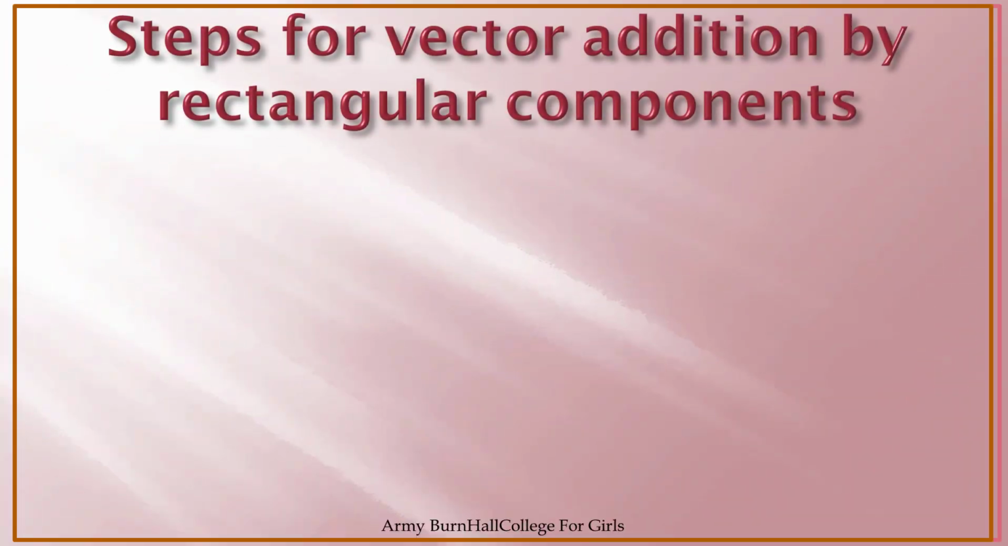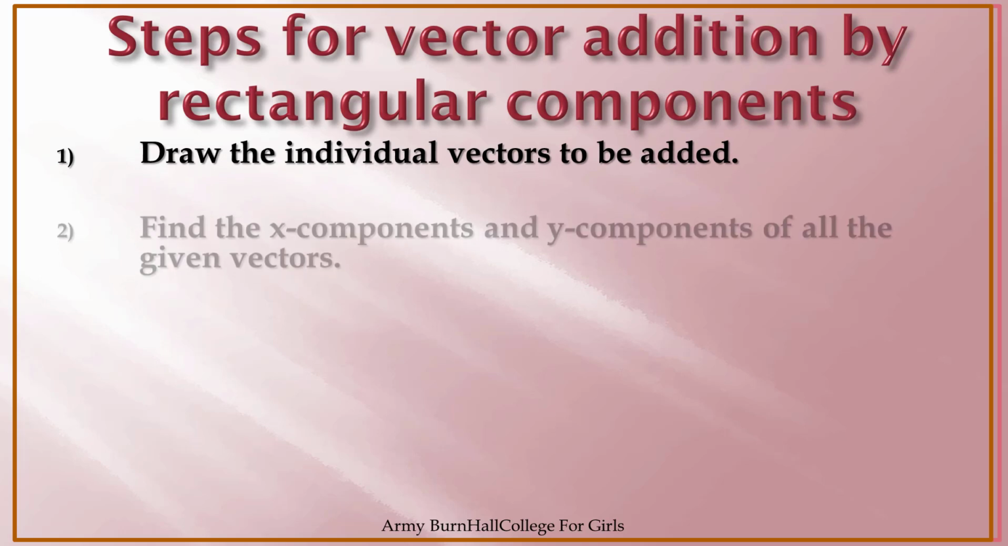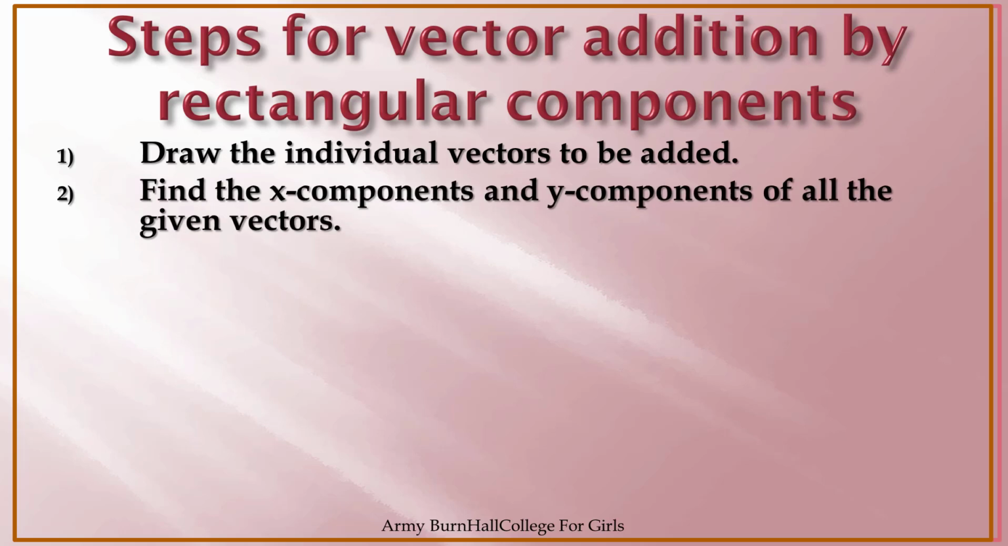Okay, so if we check out the steps for vector addition by rectangular components, and if you remember these steps, then it will be very easy for you to write down the long question, as well as to solve the numerical problems. You just have to follow these steps. First, draw the individual vectors to be added. You have to draw the individual vectors according to the scale. Then find the x components and y components of all the given vectors.